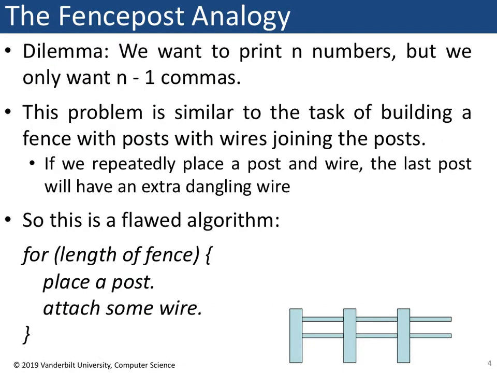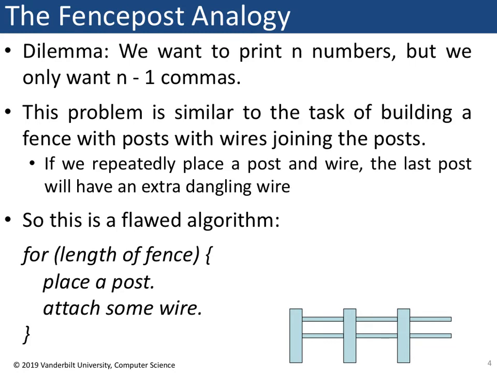So the fundamental problem that we're experiencing is we're wanting to print out n numbers. So if we had a max of 5, we would want to print out a total of 5 numbers. So we're printing out n numbers. However, we're trying to print out n-1 commas, right? Because we want a comma to come after every number except for the last number.